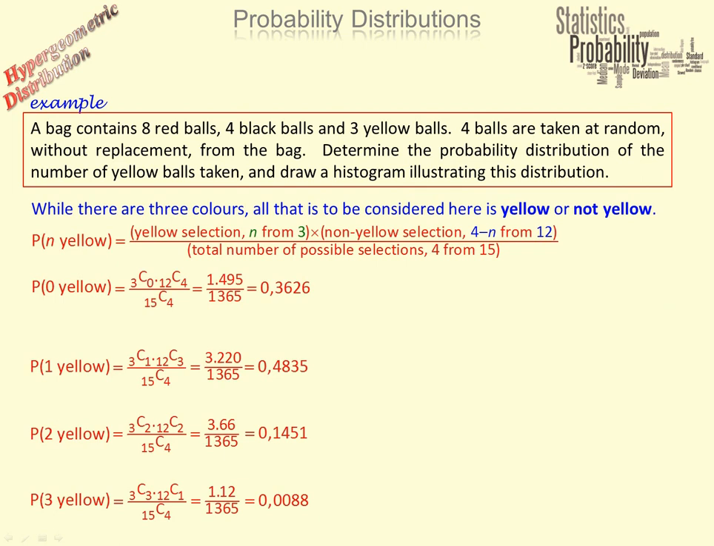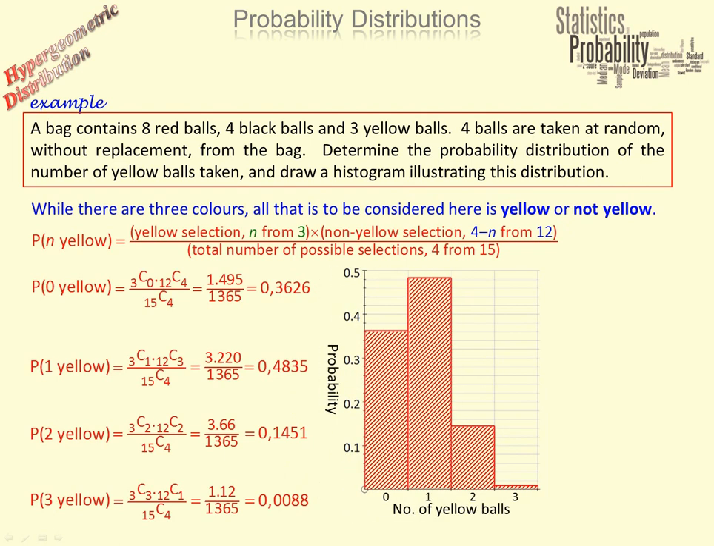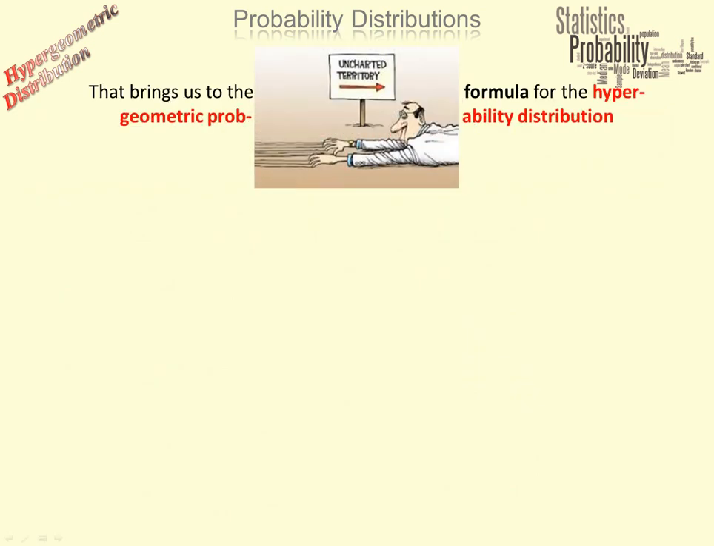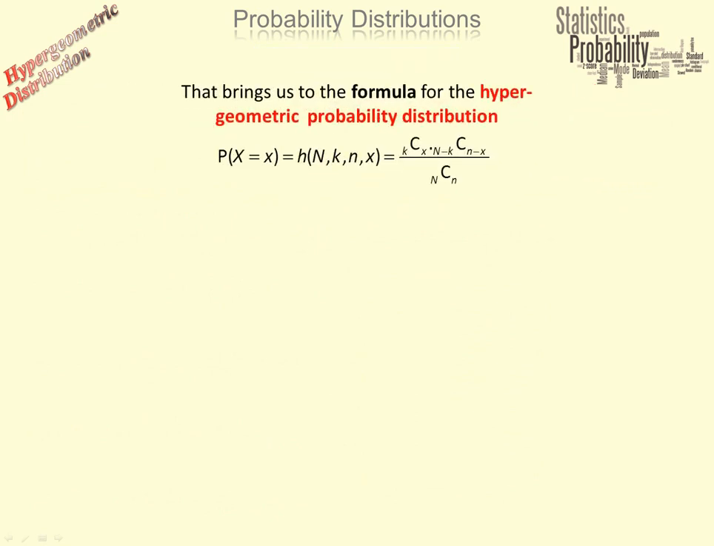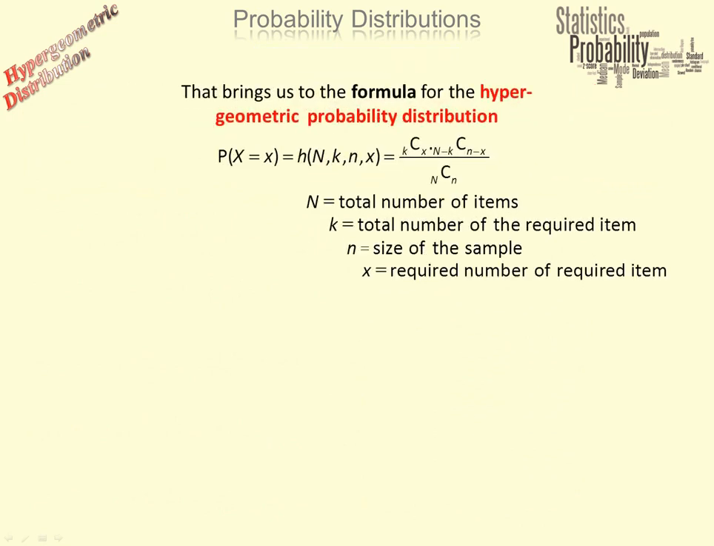So there is the probability distribution. There are the probabilities of the various quantities of yellow balls. Histogram, here we go. And note that it is not symmetrical, affected by the changing probabilities, the dependence. So we have a formula. Looks terrible, but not really. There we are. There's what we need. I'll relate these with the next example.